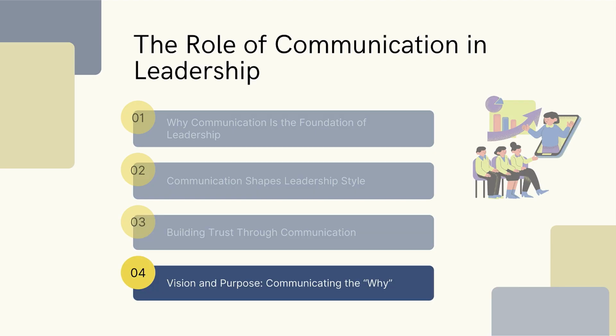Vision and purpose. Communicating the why. One of the most powerful roles of leadership communication is turning goals into meaning. People don't commit to tasks. They commit to purpose. Great leaders don't just say what to do, they explain why it matters. Example: instead of, "We need to work overtime this week," a leader says, "This week is demanding, but it brings us closer to launching a product that will help thousands of users. I truly appreciate your effort." This is how leaders inspire, not force.